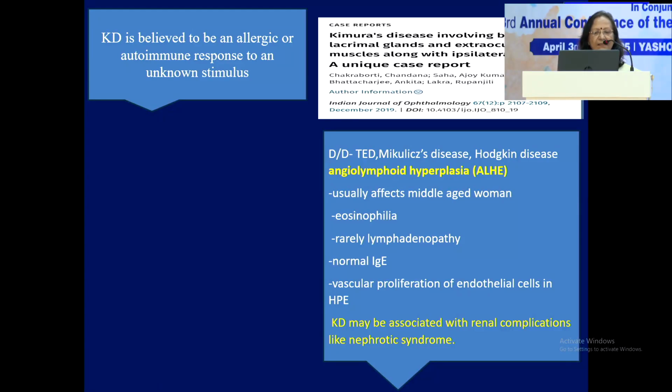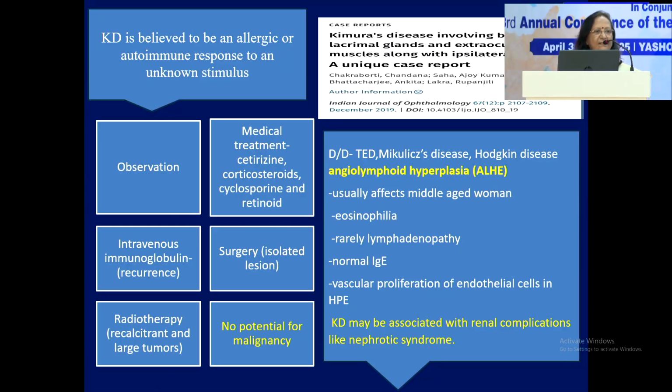So the important thing is that these systemic investigations and close long-term follow-up of the patient are very much needed. If needed, you have to send the patient to a nephrologist. If there are minimal symptoms and signs, then you can do observation. Medical treatment in the form of cetirizine, corticosteroid, cyclosporine, retinoid has also been advocated. In case of recurrent attacks, intravenous immunoglobulin has been advocated.